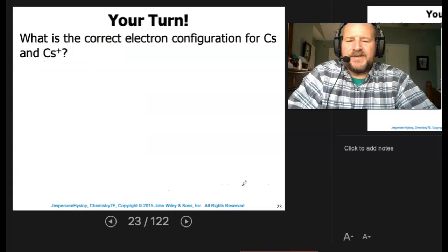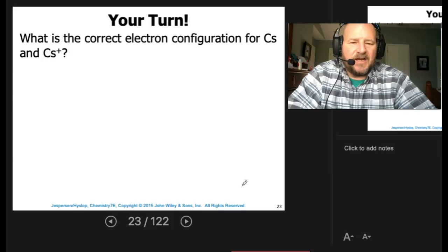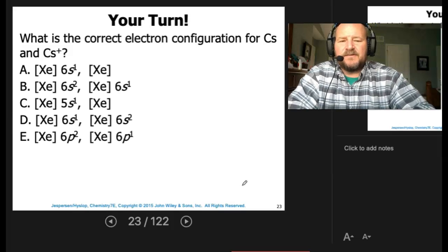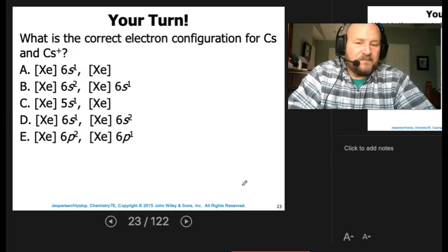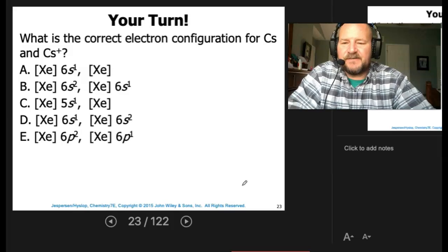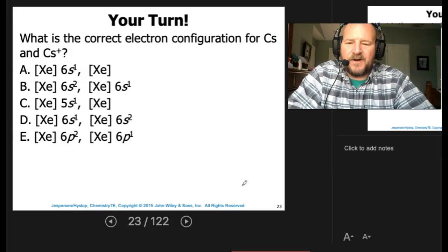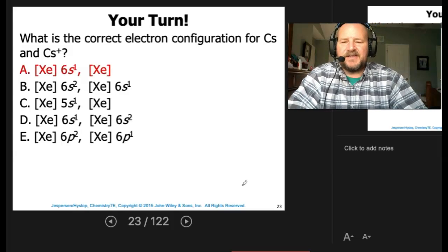So what is the correct electron configuration for cesium and cesium plus? Here are your options, cesium and cesium plus. If we go to our periodic table, we find cesium, we see it's in group 1A, period 6, so it's going to be 6s1. We're going to go past xenon. If we take 1 electron away, it's going to be xenon, so that's going to be A.